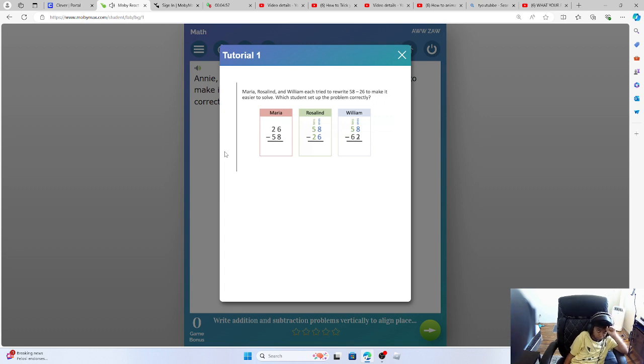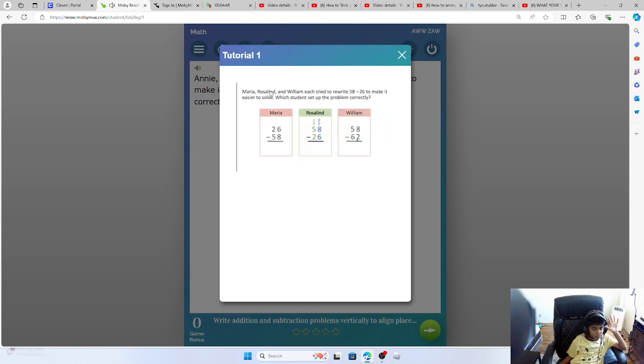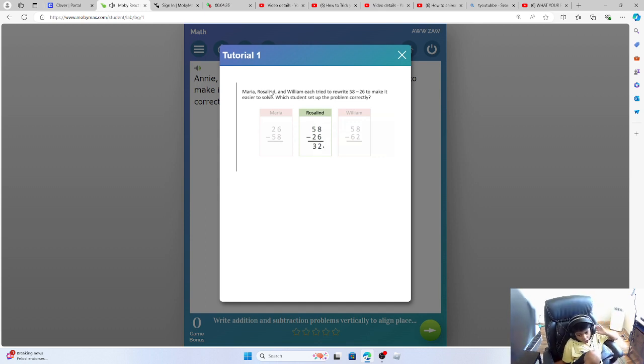He put his 2 tens in the ones place and his 6 ones in the tens place. He mixed up those digits, so William is not correct. Let's use Rosalind's equation to solve. 8 ones minus 6 ones is 2 ones, and 5 tens minus 2 tens is 3 tens. That means 58 minus 26 equals 32.